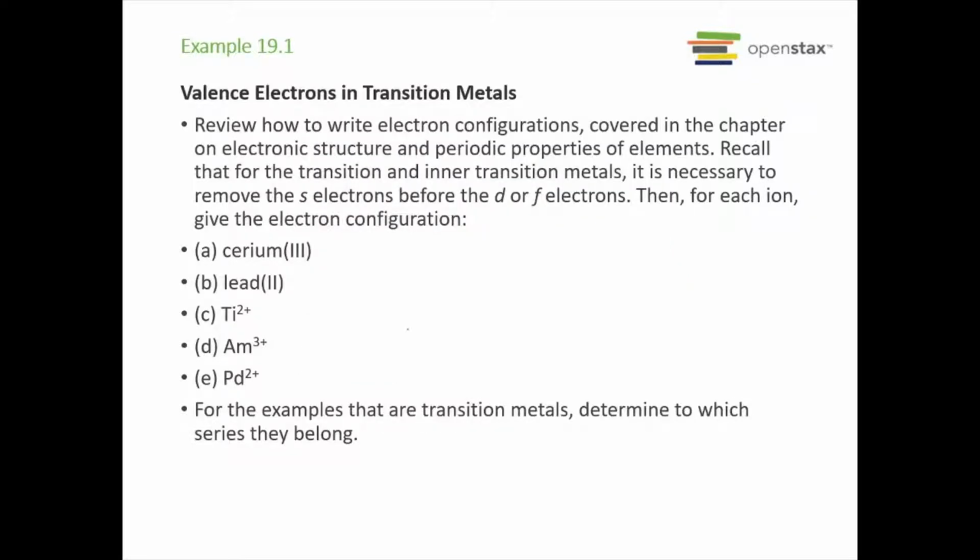Okay, so here's an example. This is a good refresher for chapter 6, which is electron configurations, and also is going to be very helpful to us for the remainder of chapter 19, and that's doing some electron configurations. And this wants us to do some electron configurations for these ions that are transition metals. And they do give us a nice reminder that whenever there's S electrons, those come off first before the D or F valence electrons. And then it wants us to give the electron configuration for these ions.